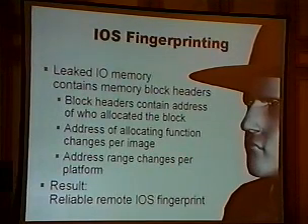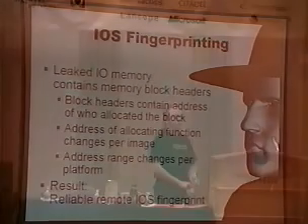So what can we do with this Echo memory leak? First of all, something very, very useful for exploitation is fingerprinting. So we get the leaked I/O memory, and that contains block headers. Some of you might have seen the other presentation doing heap overflows on IOS. Block headers are quite important, contain a lot of information and a lot of overhead. So what we get here is the address of who allocated the block, the address of the allocation function, which changes per IOS image, and address ranges that change per platform. And what it results in is totally reliable remote IOS fingerprinting. So we get the model and the exact image it is running.